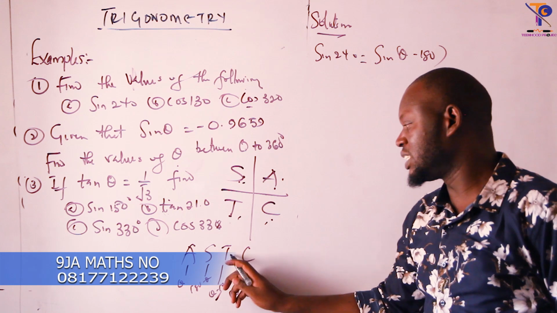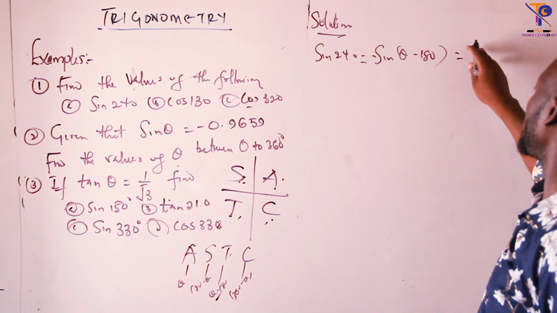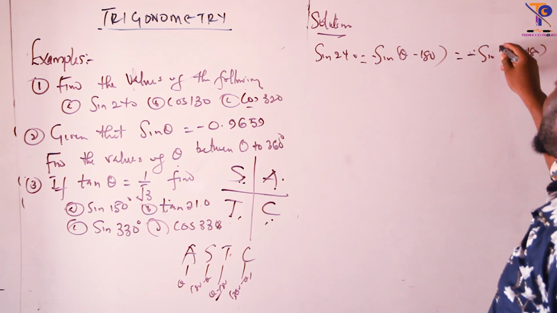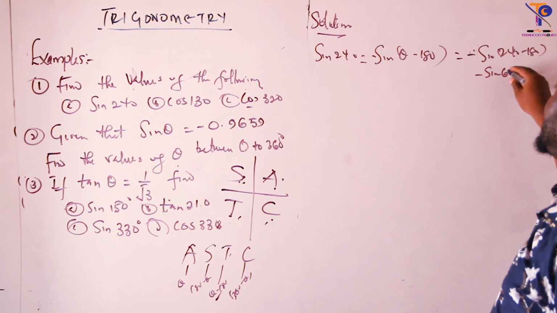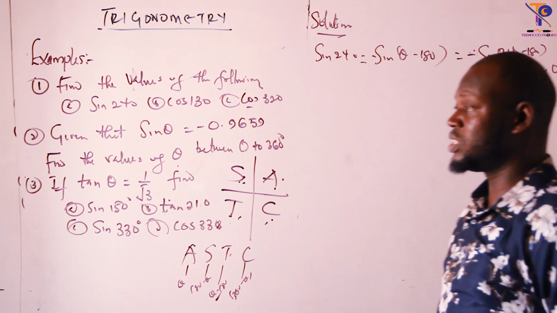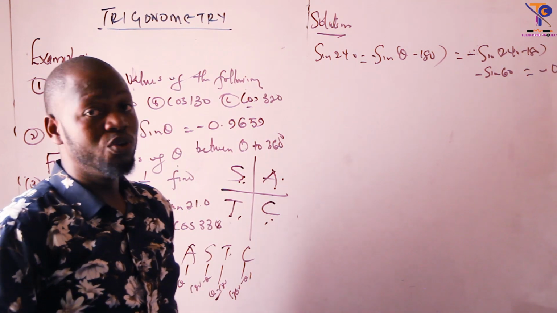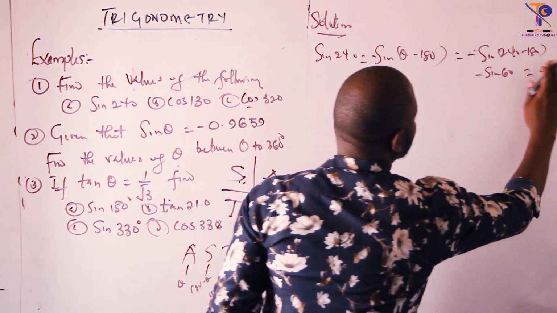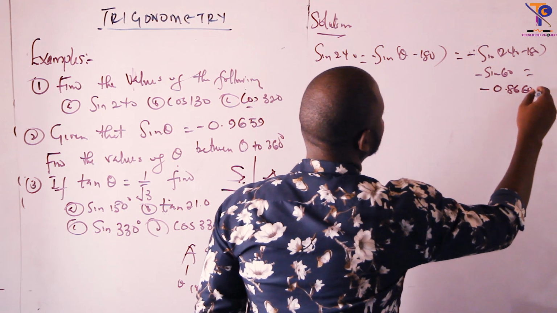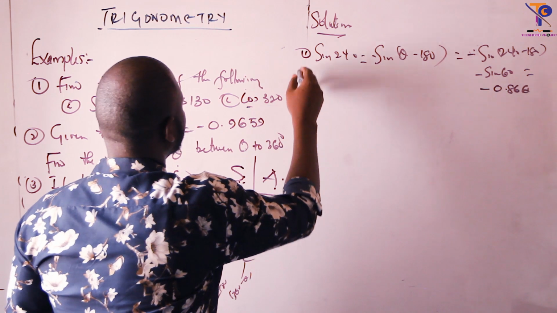Is sine positive or negative? This is the third quadrant where tan is positive, so sine is definitely negative. So we have minus sine of 240 minus 180. I have minus sine 60, which is minus 0.8660. I've used sine 60 over and over, so I definitely know the answer. That is minus 0.8660, or 866, as the case may be. So that is number one, and that is A.